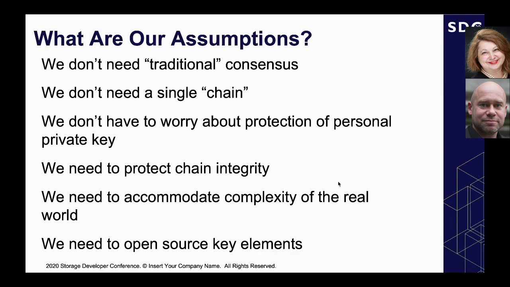So, to summarize, our assumption here: we don't need a traditional consensus in any version of the blockchain on a zero level. We also don't need a concept of a single chain. We also don't have to worry about protection of personal private keys too much. But we do need to protect chain integrity. We do need to accommodate the complexity of the real world. And we do need to open source some key elements of our solution.